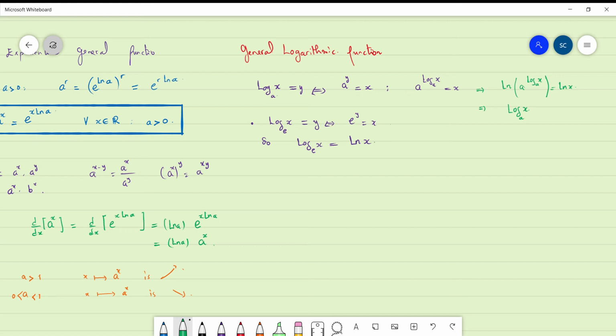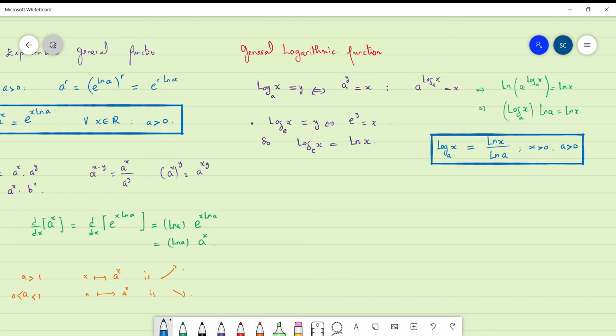So log base a of x times ln a equals ln x. So finally we can deduce the formula for the general logarithmic function base a of x. It's nothing but the usual logarithm of x over ln a. This is my formula, and it is defined for x positive and a positive.